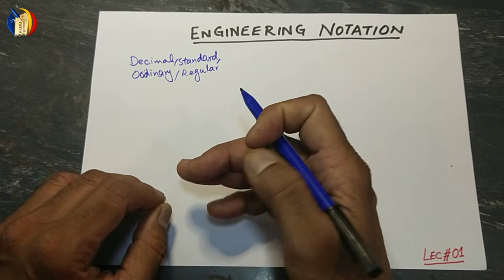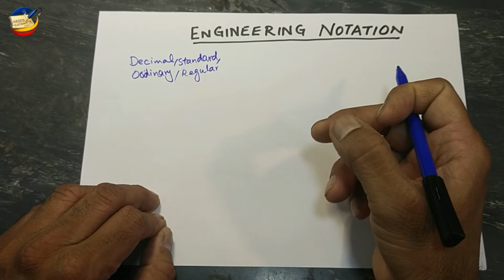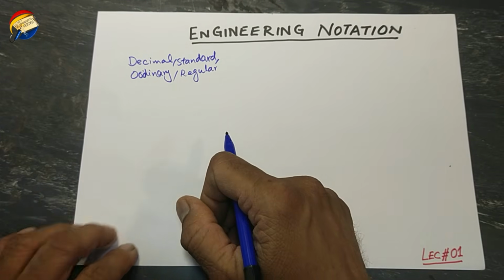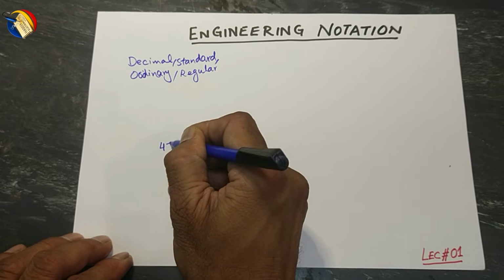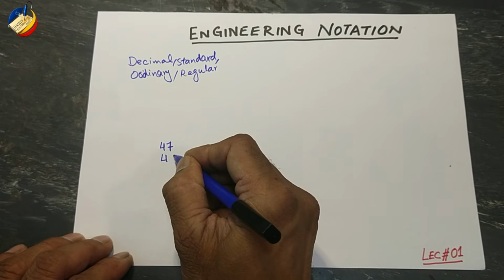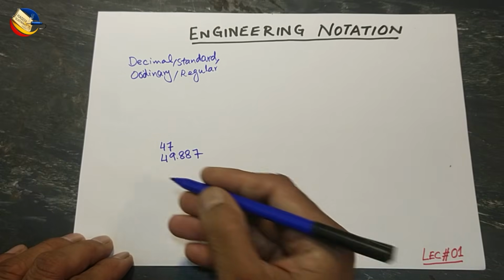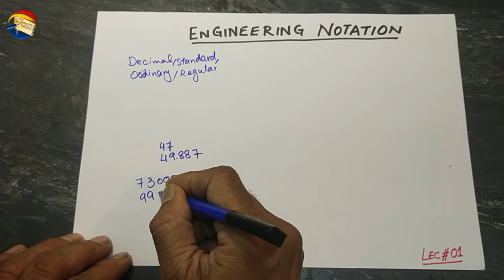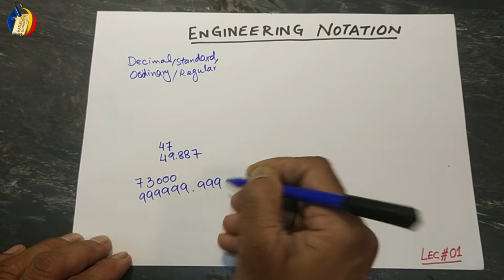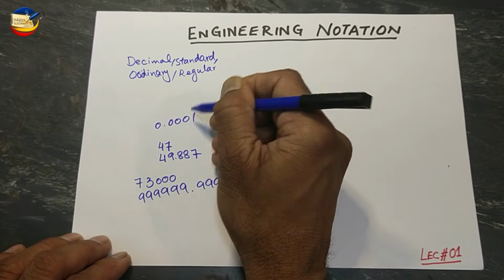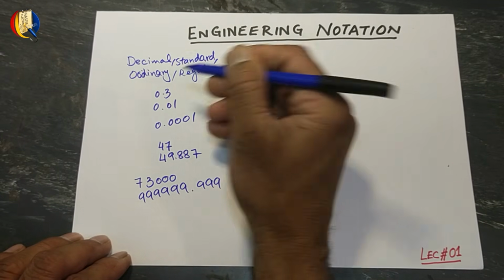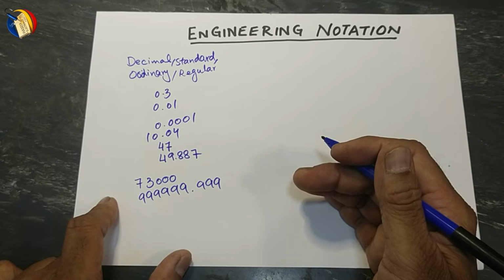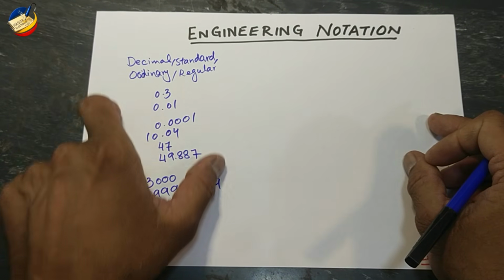In this system, we use numbers which are used in our routine life to write different amounts, sometimes with a decimal or sometimes without. Let's suppose I want to write 47, 49.887, 73,000, 99, whatsoever, 0.0001, 0.01, 0.3, like that, 10.04. So this is the decimal style. This decimal notation system is for our routine life.